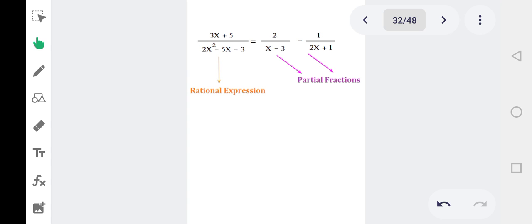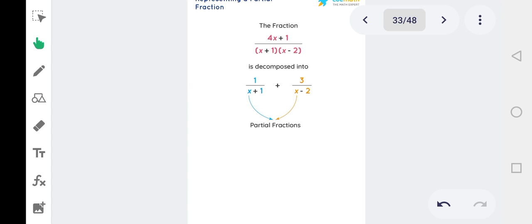So don't be scared about partial fractions. It's not something to scare you. It's a very simple mathematical topic. So just know how to decompose this into partial fractions, and you are well and good. So in this video, I'm going to teach you how to decompose rational fractions into partial fractions.